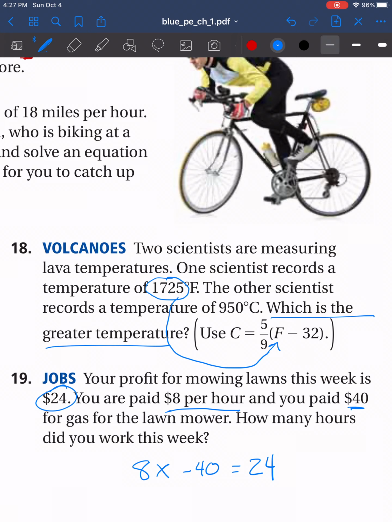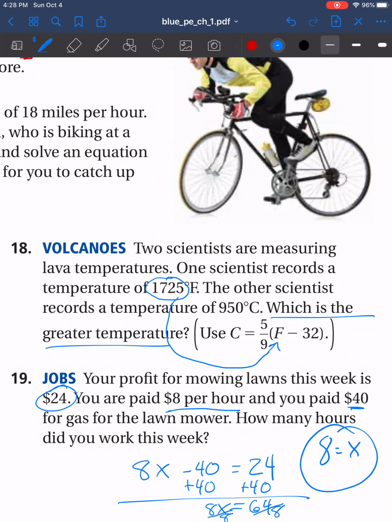How do I get X all by itself? Well, I have to add 40 to both sides. That would get me 64 equals 8x. And then how do I get x all by itself? Well, now I divide by 8, divide by 8. 64 divided by 8. 8 times 8 is 64. Okay? So that means I worked 8 hours that week to be able to make $24.